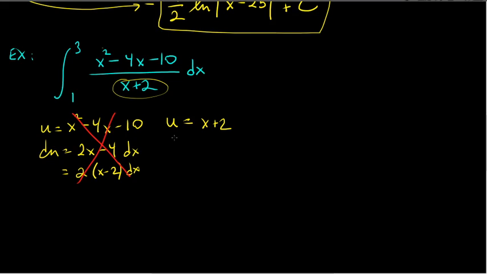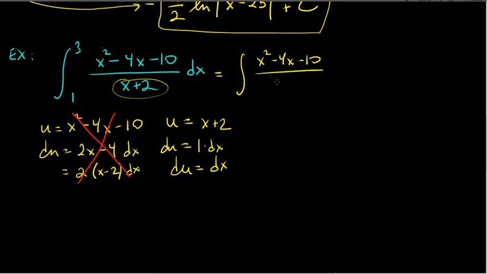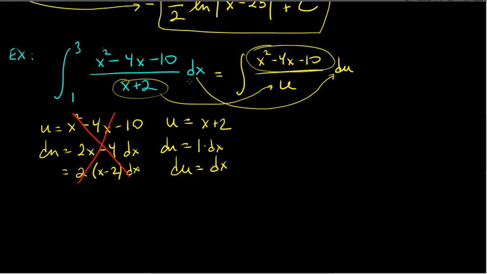But then when we take the derivative of u, we just get 1 plus 0. We just get 1 times dx, or we get that du is the same as dx. And you can see that's going to be a problem here because in the numerator, we still have all these x's. So I changed the x plus 2 to u, and I changed the dx to du. But now we have all this other stuff that we don't really want. The x squared minus 4x minus 10 doesn't go away. It's still there, and you can't mix your x's and u's.